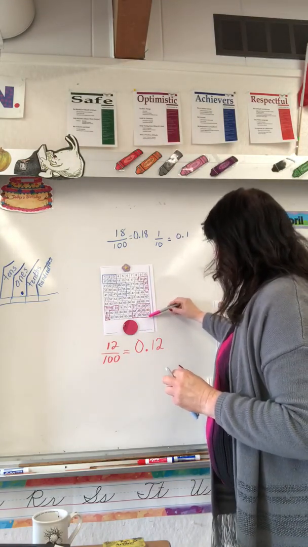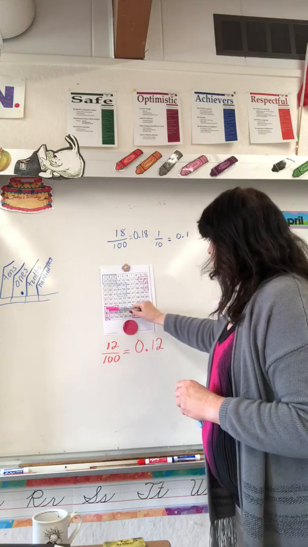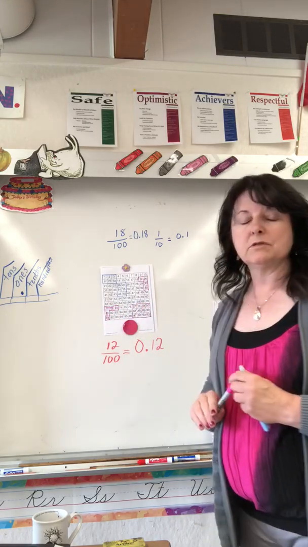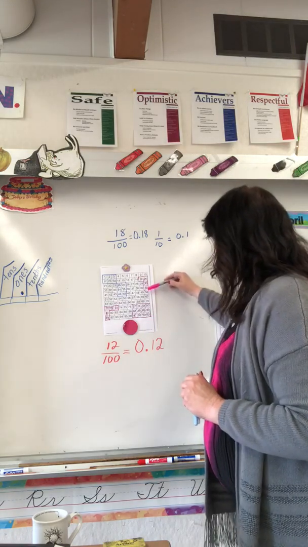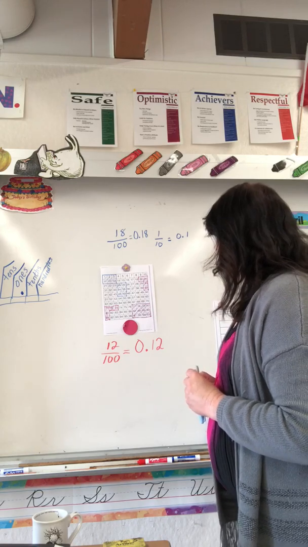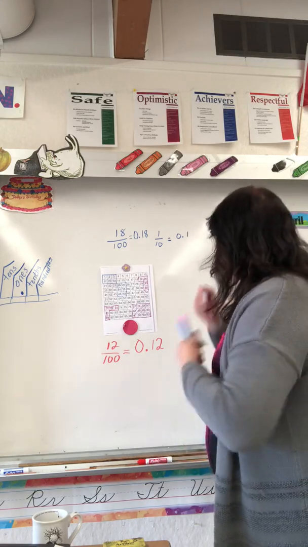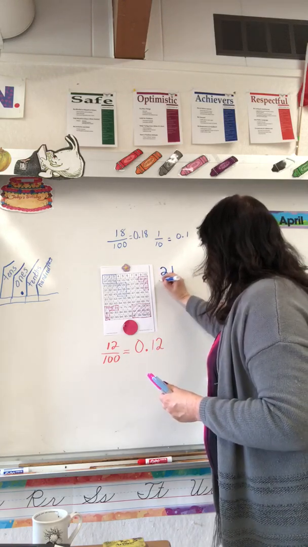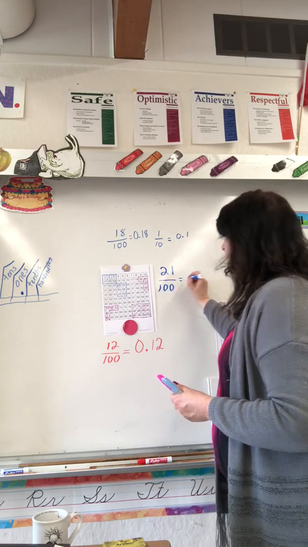All right, so now we're going to take a look at all our pinks. And I have still my 3, 6, 9, 12 there. I've got another 2, 4, 5. 12 plus 5, 17. And then I've got 2, 4 right here. So 17 plus 4 is going to be our 21. So now we've got 21 out of 100.